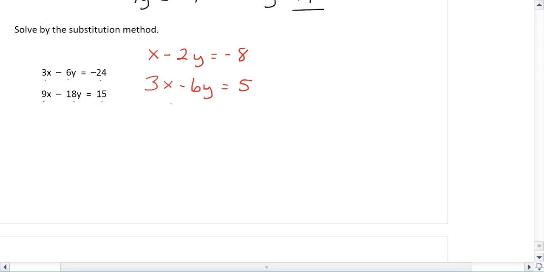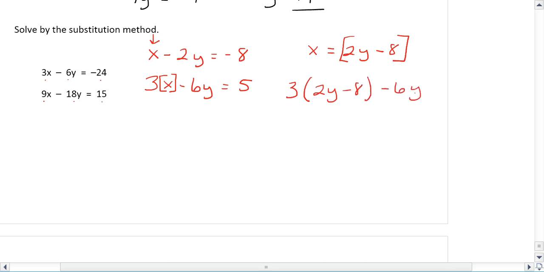And now that I've reduced these equations, still the same line, we want to find where they cross. We need to select a convenient variable, and obviously this x has no coefficient, so that's the most convenient. So I'm going to add a 2y to both sides. So I have 2y minus 8. So let's take this value of x and go to the other equation where the x is, and substitute it in. Go ahead and do the distribution, combine like terms, and solve.